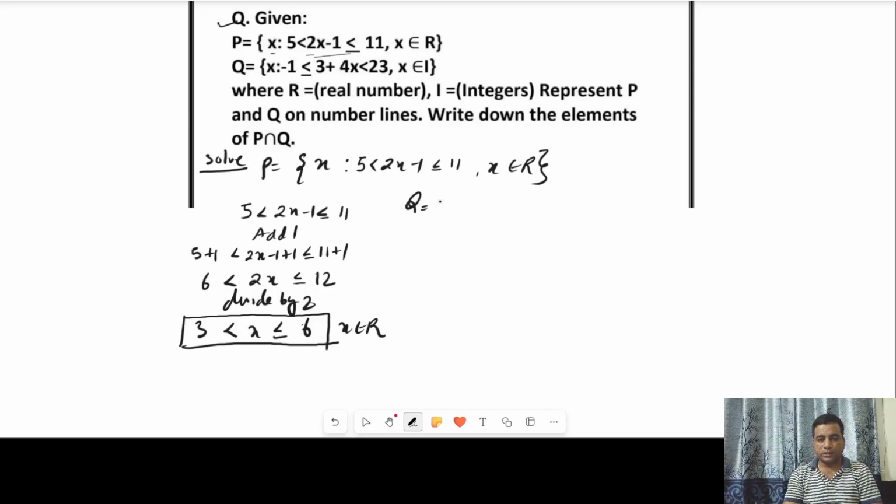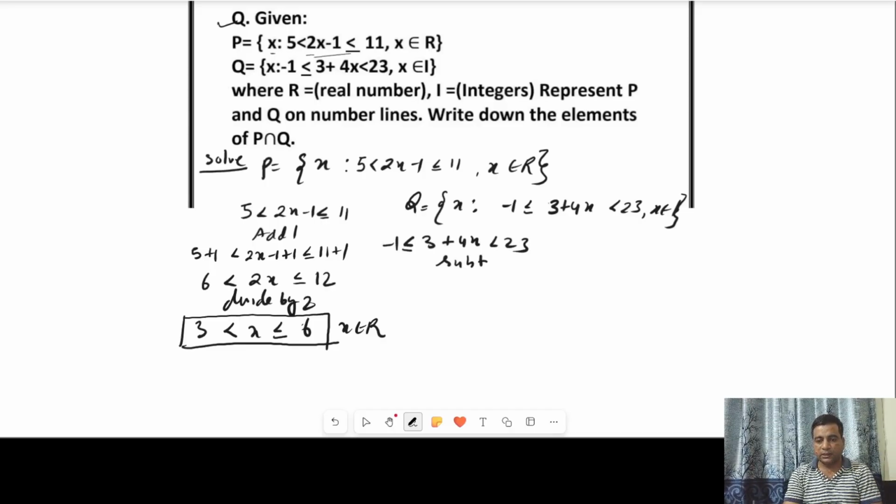Now Q is {x such that -1 ≤ 3 + 4x < 23, and x is an integer}. So 3 + 4x is greater than or equal to -1 and less than 23.